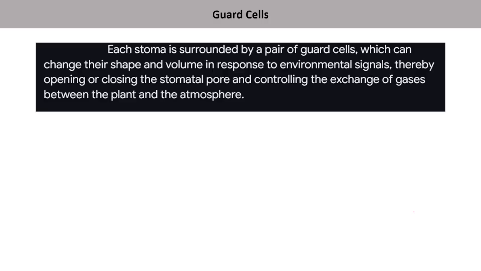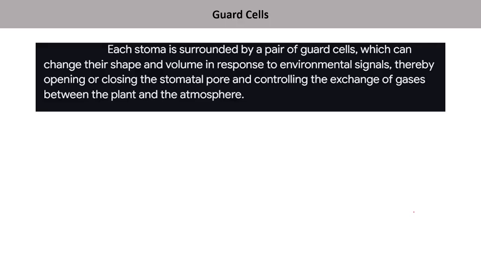to environmental signals. There can be various environmental signals, like touch signals in some cases, stress signals, or when the temperature is high, or the transpiration rate needs to be increased or lowered. In that case, these stomata will change their volume and shape, and this will determine the opening or closing of the stomatal pore, which will also control the exchange of gases between the plant and the atmosphere. So the stomata of the plant is responsible for exchanging oxygen and carbon dioxide.